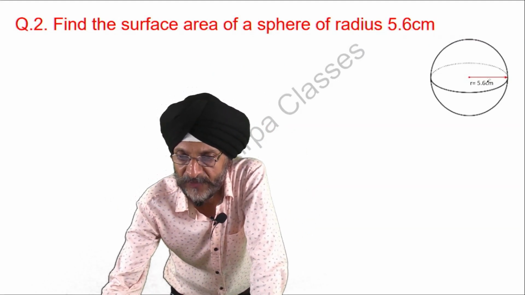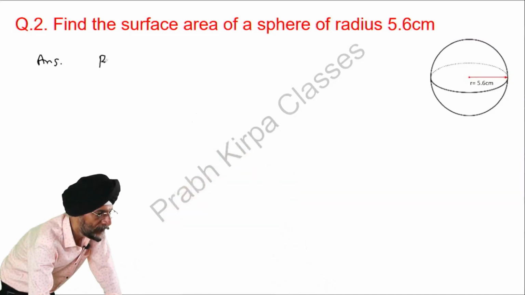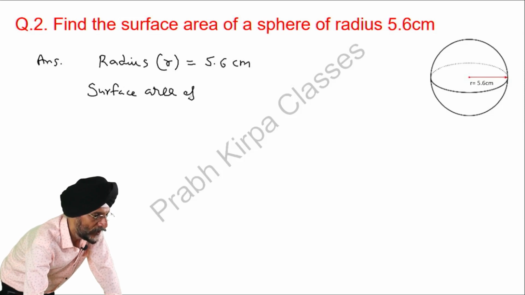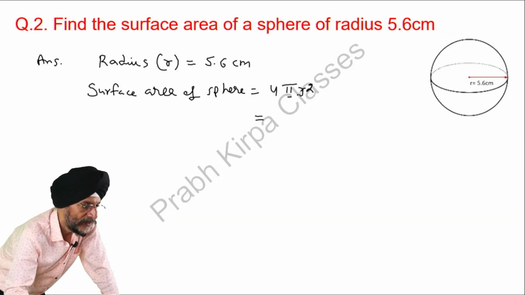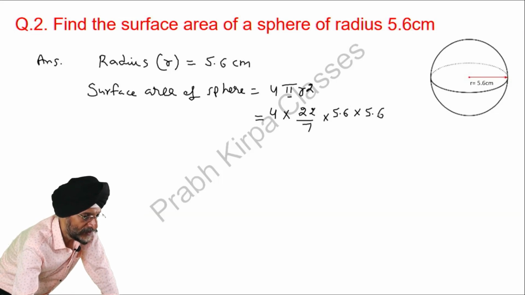centimeter. This is the sphere and this is the radius. Now answer. What has been given to us is radius denoted by r is equal to 5.6 centimeter. You also know that what is the formula for calculation of surface area of sphere? It is 4 pi r square. You know that this is the sign of pi, which means 22 over 7. It is a mathematical constant. Now we put the value of pi, then we will put the value of r square. R square means 5.6 into 5.6.